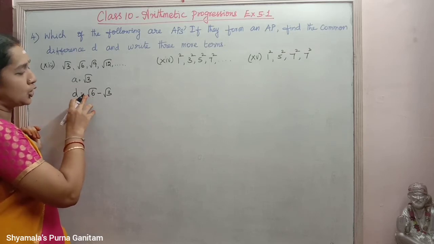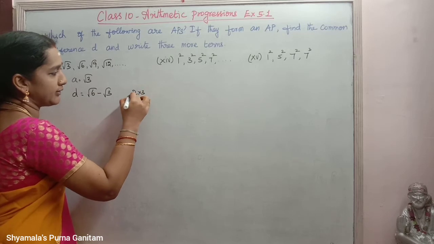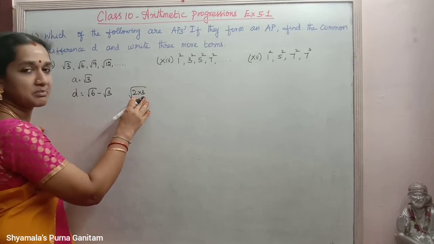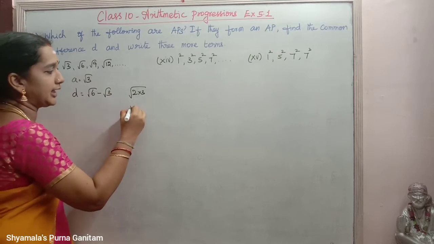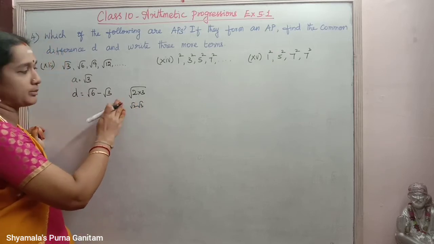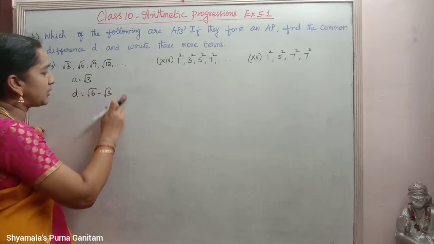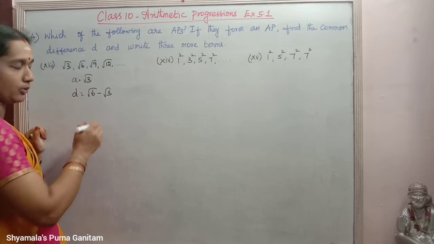If we simplify this 6, we only get 2 into 3. There are no square numbers here. So again we need to write it like that only. If we split it as root 2 and root 3, again we will have this root 2 separately. So we cannot simplify this further. So the difference is root 6 minus root 3 only.